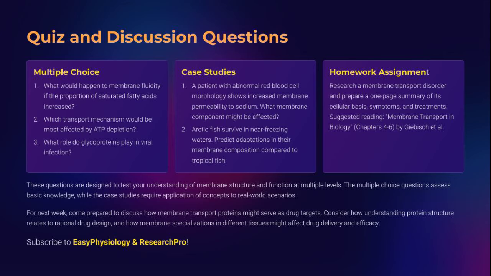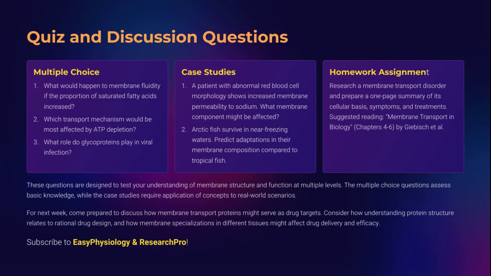Question 3. What role do glycoproteins play in viral infection? Answer. Glycoproteins serve as receptors or docking stations for viruses. Our explanation? Many viruses, including HIV and influenza, exploit membrane glycoproteins to gain entry into host cells. For instance, HIV binds to the CD4 glycoprotein and a chemokine coreceptor like CCR5.